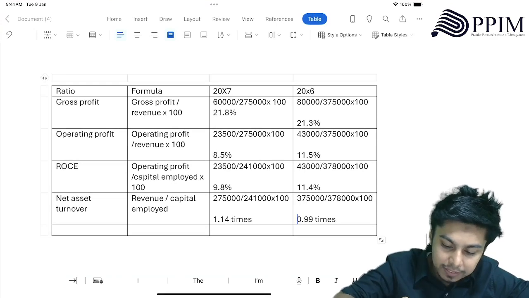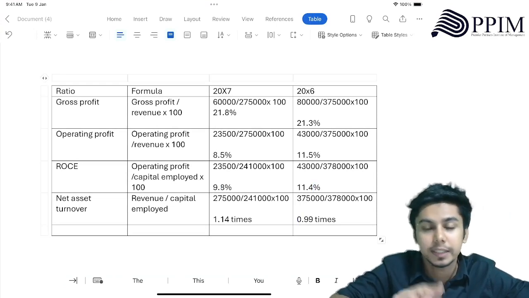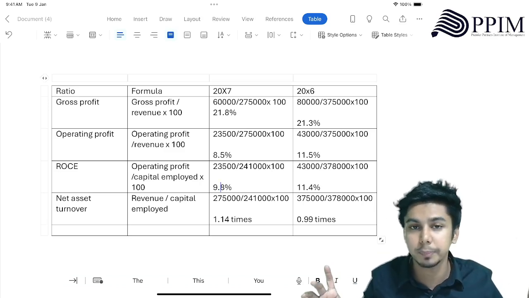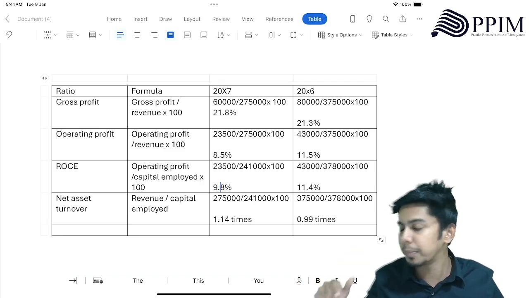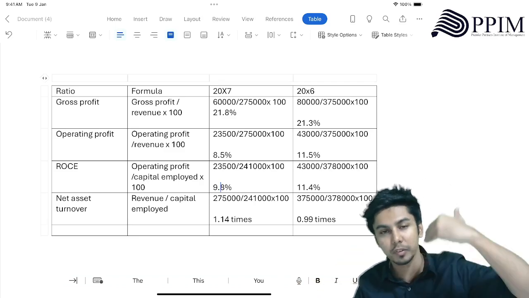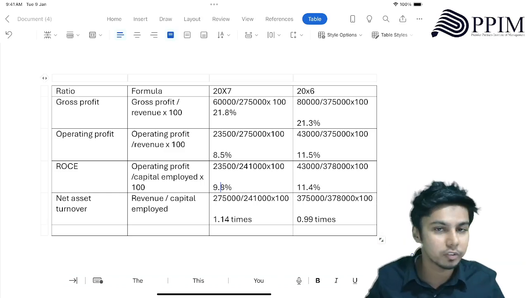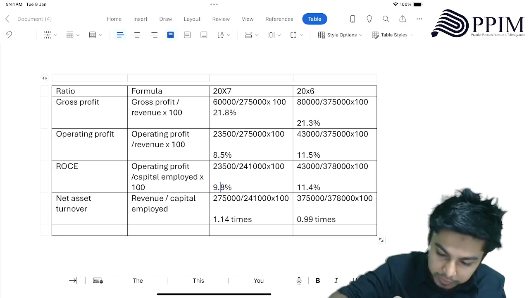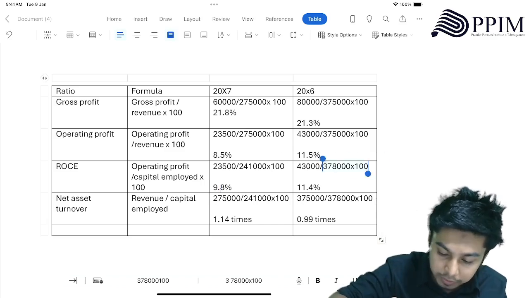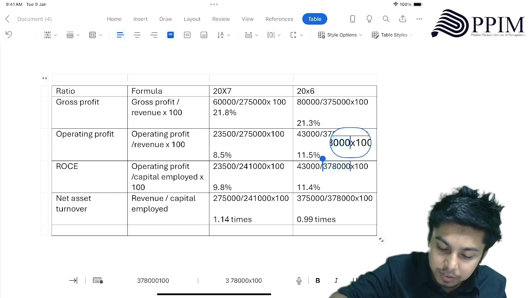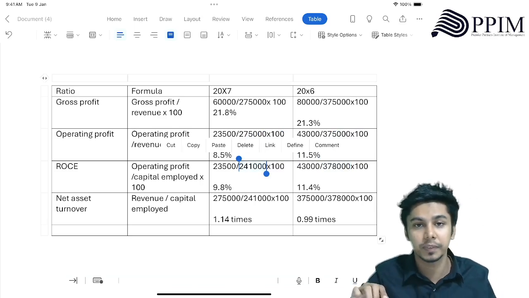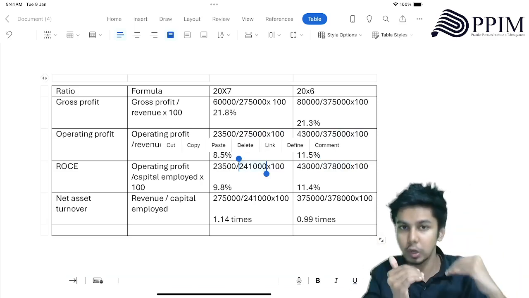Guys, ROCE 11.4 became 9.8. Can you tell me directly one reason why the ROCE fell? Exactly, the operating profit fell. Because the operating profit has fallen, our ROCE also has fallen. But on the other hand, look at this part over here. Capital employed. 378,000 worth of capital employed has now become how much? 241,000. Capital employed has dropped.